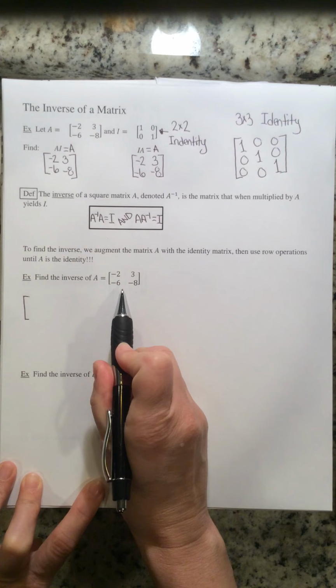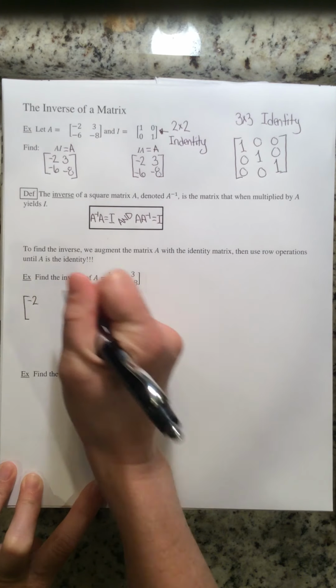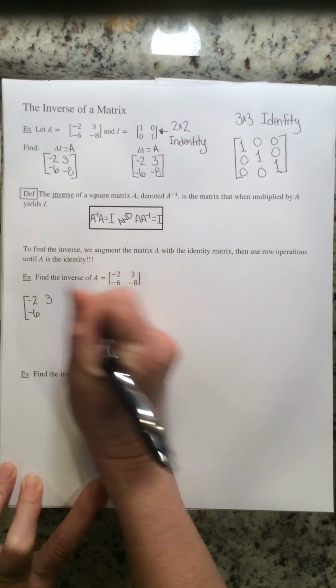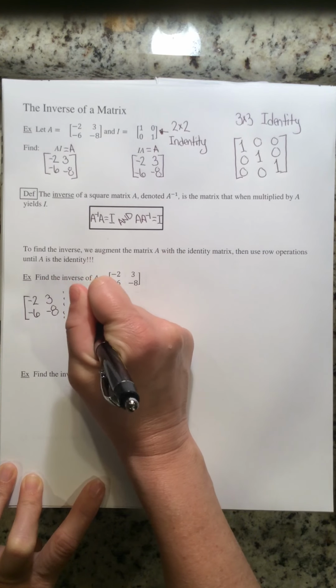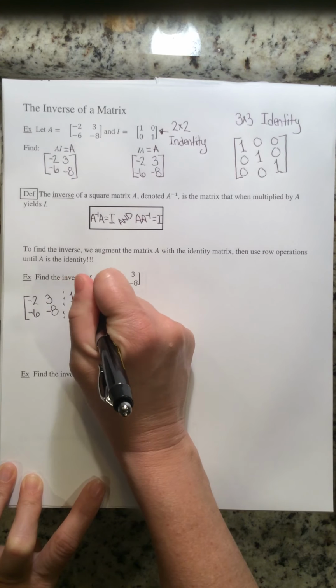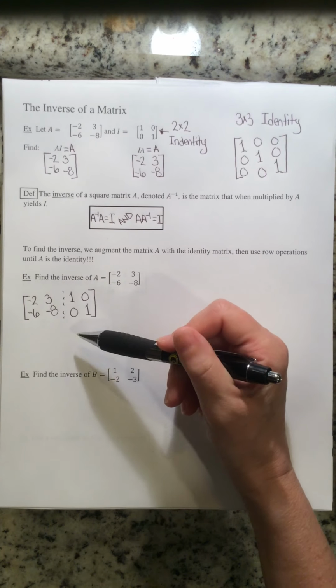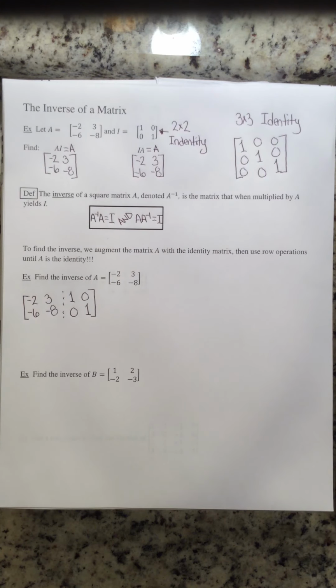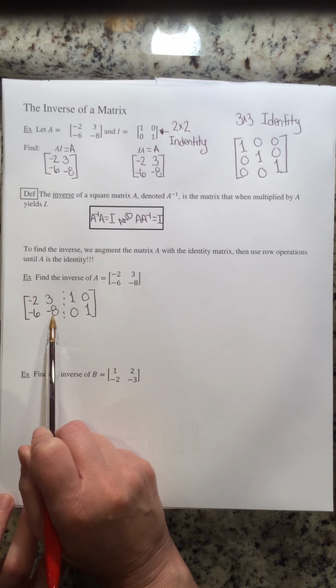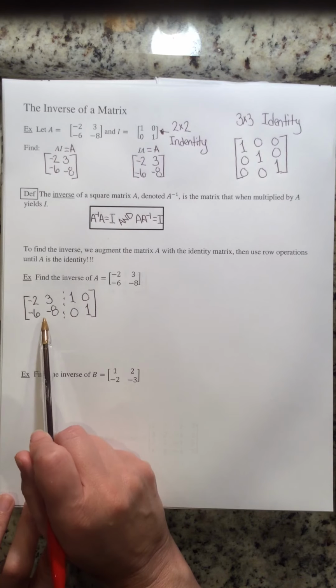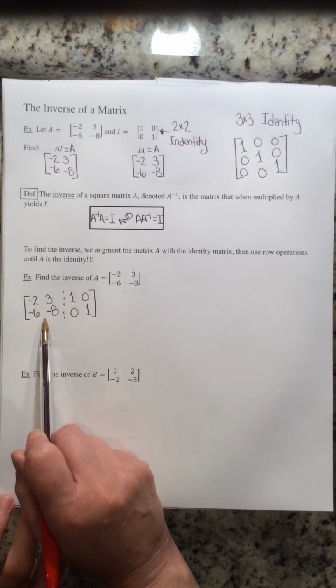So we're going to start by taking the original matrix, -2, 3, -6, -8, and we're going to augment that with the identity matrix. And because this is a 2 by 2, we're just using that little 2 by 2 matrix that had 1s along the diagonal and 0s everywhere else. Now, when we're doing our row operations, the goal is to make this look like the identity. And doing that is very similar to that Gaussian elimination process where we worked on getting this matrix into reduced row echelon form. In fact, that's exactly what we'll do first. We'll go to reduced row echelon.